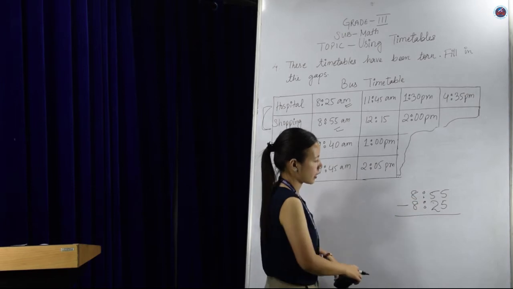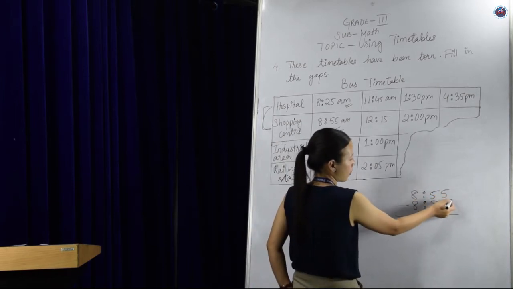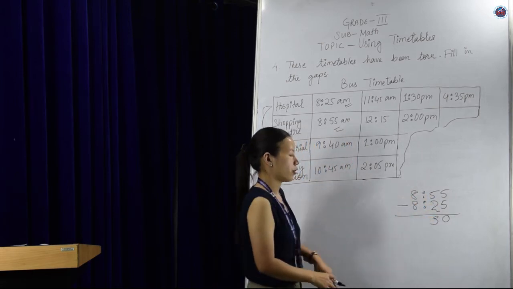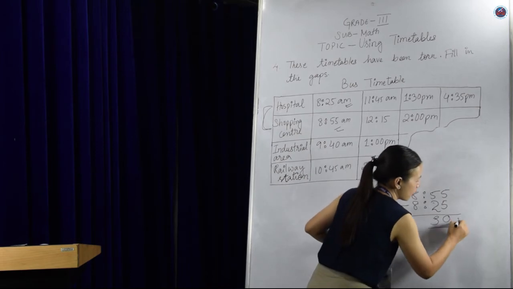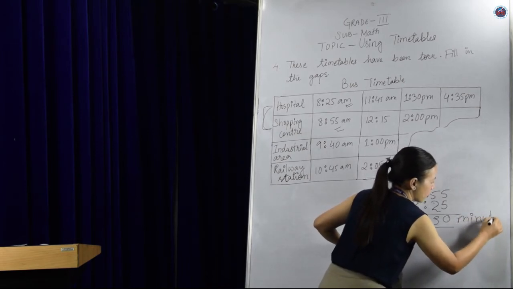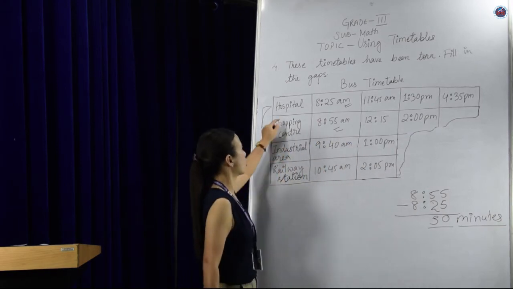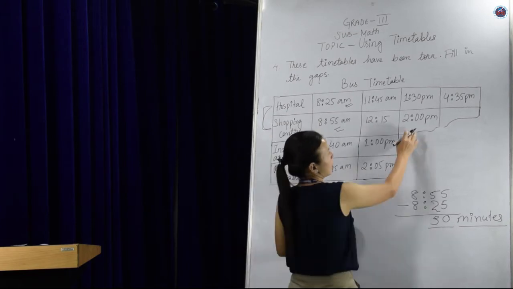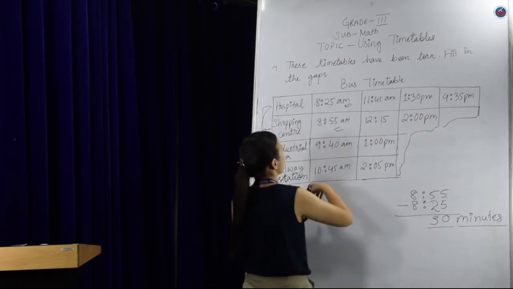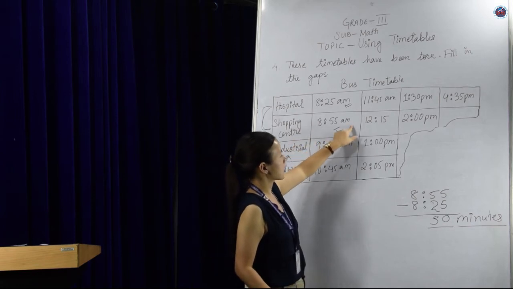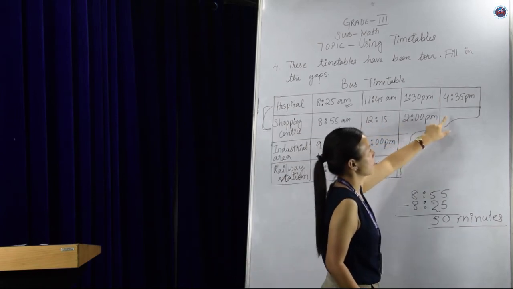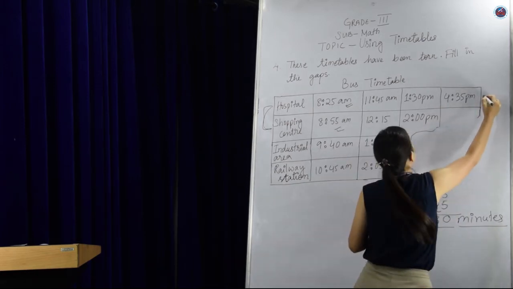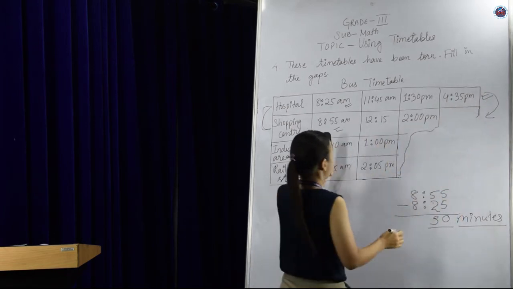So when we minus, let's see how much we get. We know that 5 minus 5 is 0, 5 minus 2 is 3, and 8 minus 8 is 0. So how many minutes did the bus take? It took 30 minutes. To go from hospital to shopping center, the bus took 30 minutes. Now here, the second shopping center timing is already given, but this one is missing. So we have to find this out.